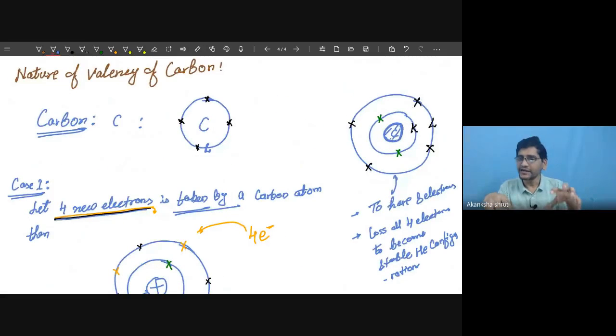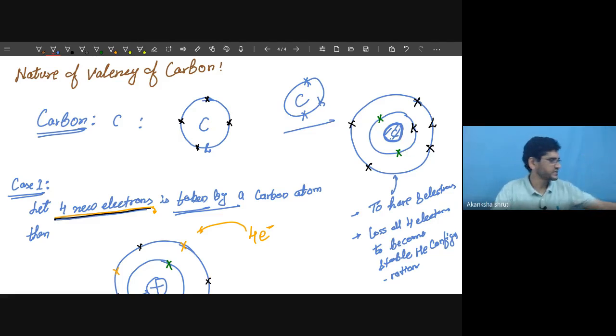See, valency means the ultimate purpose of this carbon atom is to have 8 electrons in its outermost orbit or 2 electrons in its outermost orbit. See, the outermost orbit is our L cell. So for 8 electrons, it needs to gain 4 extra electrons. For the outermost orbit to have 2 electrons only, all the 4 electrons present in the outermost L cell have to be lost, so that the structure becomes only C with K cell having 2 electrons.